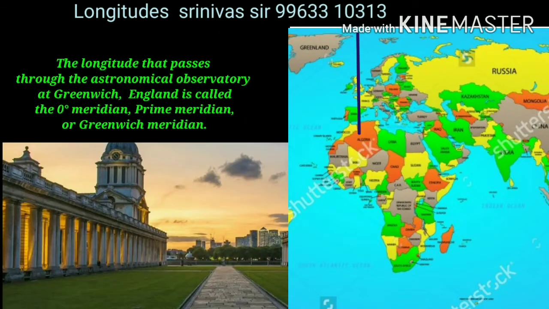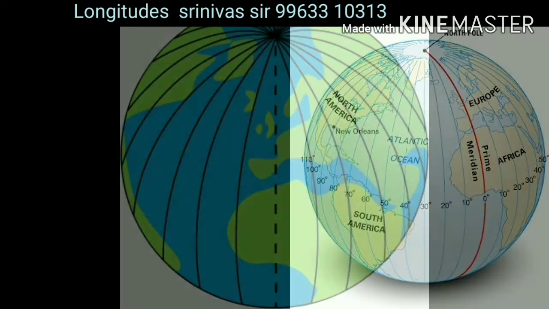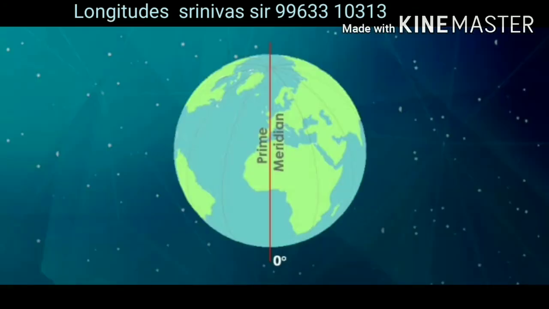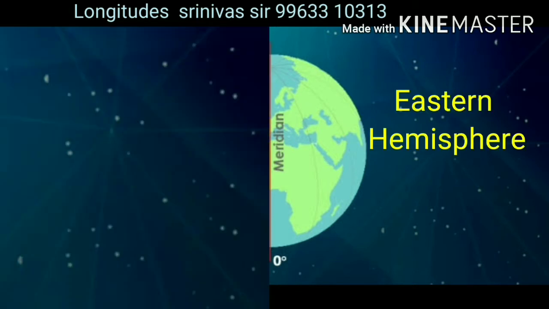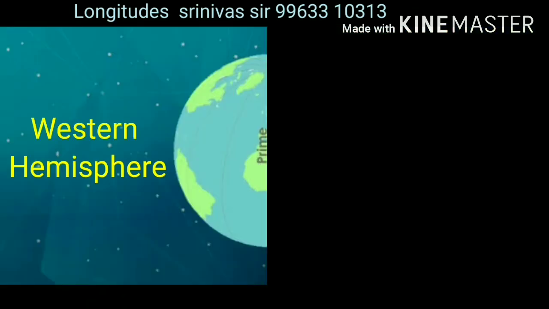The longitude that passes through the astronomical observatory at Greenwich, England, is called the 0 degrees meridian or prime meridian or Greenwich meridian. This Greenwich meridian divides the earth vertically into two parts. The right side part is called the Eastern Hemisphere and the left side part is called the Western Hemisphere.